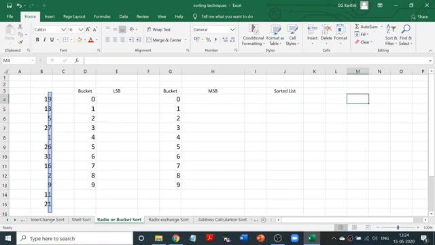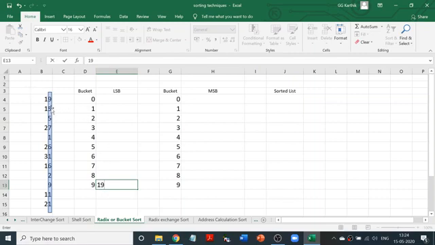First thing we are going to do is consider the least significant bit. 19's is 9. So I'm going to put 19 in which bucket? Bucket number 9. Let us just assume that you have numbers in a block and then you have a bucket. You're going to take that number and put it in a bucket. So 19 goes to the ninth bucket. 13 has 3 as the least significant bit, so it goes to bucket number 3.